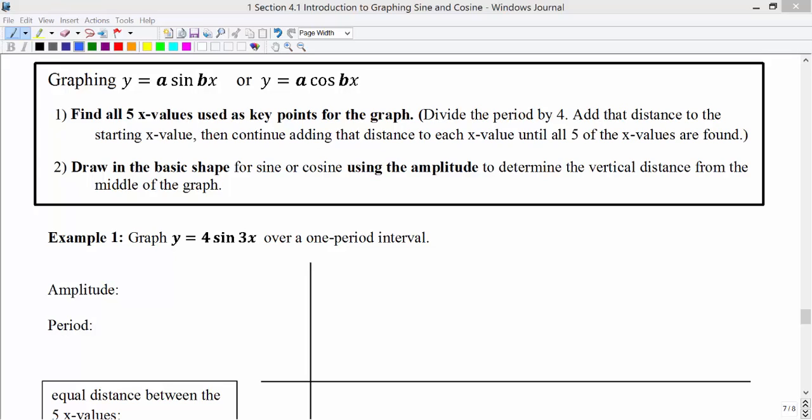The next few examples we're going to look at graphing with a change in amplitude and a change in period. So we're going to look at graphing y equals a times sine of bx, or y equals a times cosine of bx. And we're going to go through and find all of the x values that we need for the graph, and then we're going to draw in our basic shape using the new amplitude.